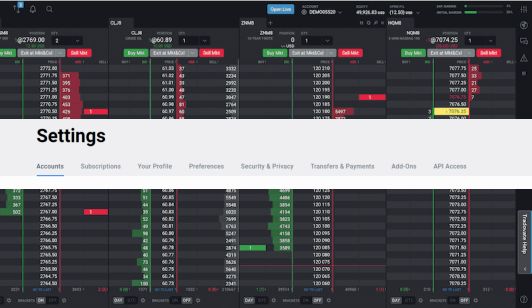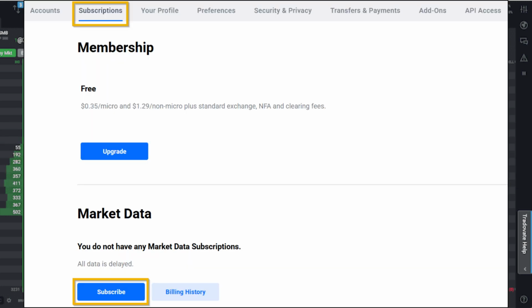Then above those, you should see a lot of options such as accounts, subscriptions, your profile, preferences, and more. Now you have to go into subscriptions, and then on the subscriptions tab, you're going to have to subscribe to their real live market data.